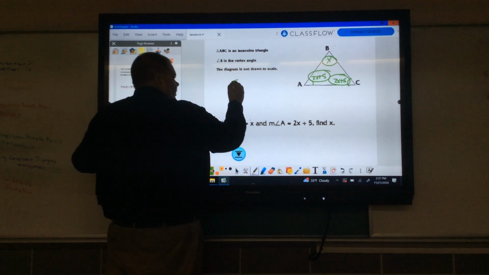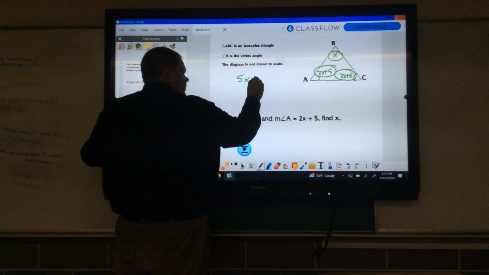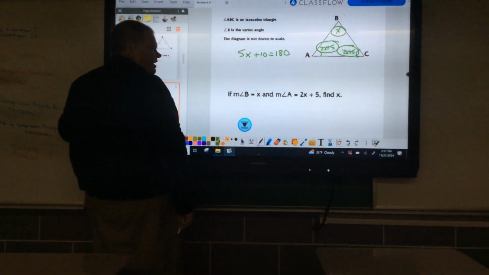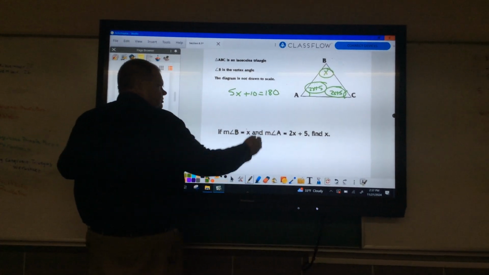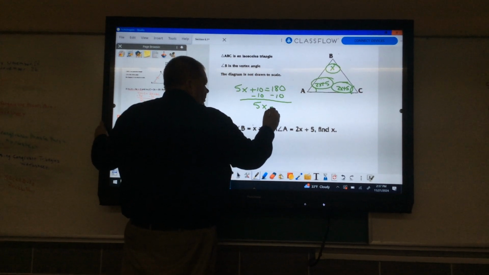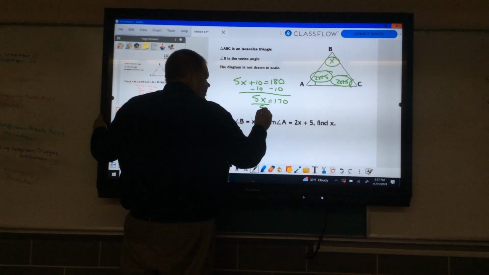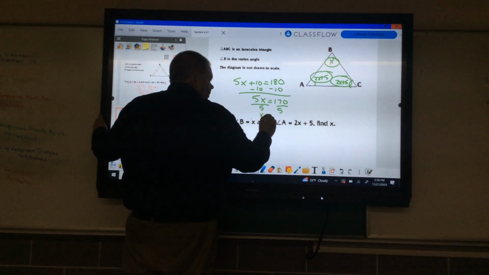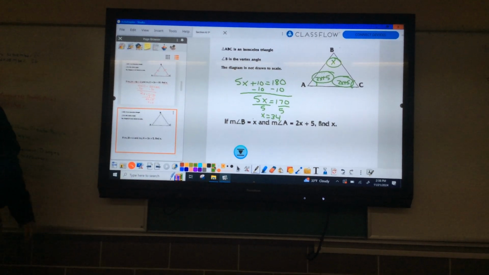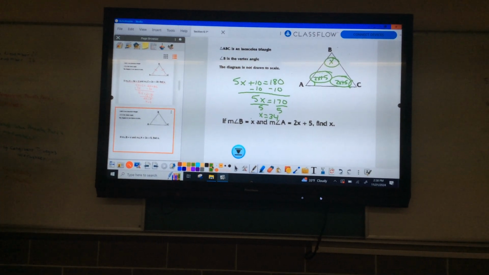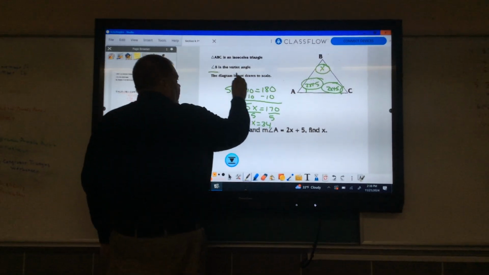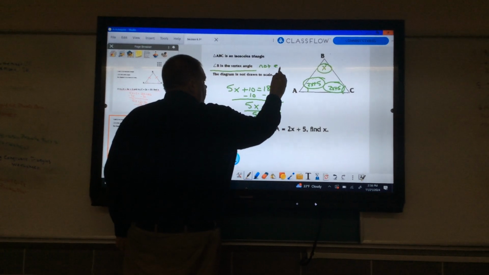So x plus 2x plus 2x is 5x. 5 plus 5 is 10. So our equation becomes 5x plus 10 equals 180. And from there we subtract 10 from both sides. So that 5x is 170. I'm going to take 170 and divide it by 5. x is 34. Make sure you know which angles are the same. Okay, because with B as the vertex angle, this is the non-equal side, or not equal angle.